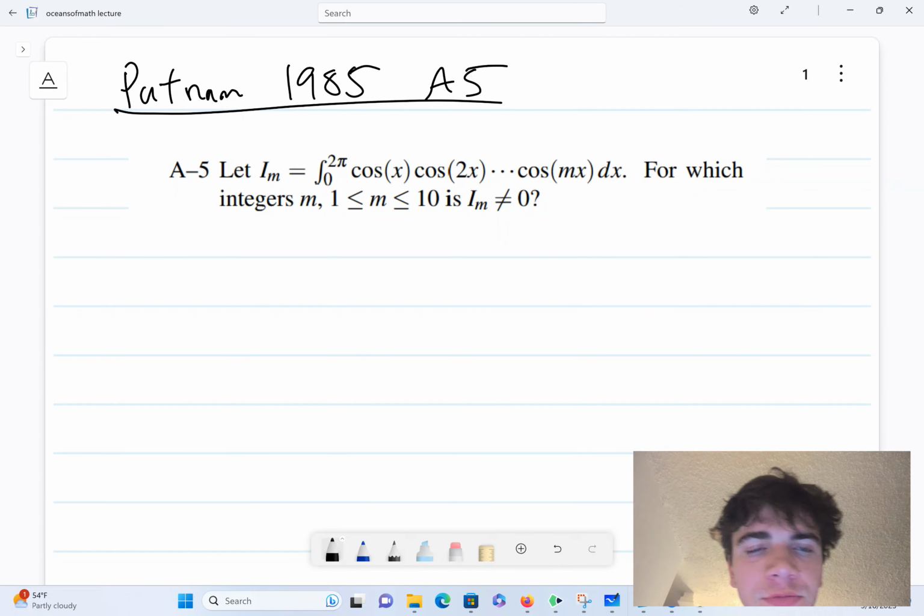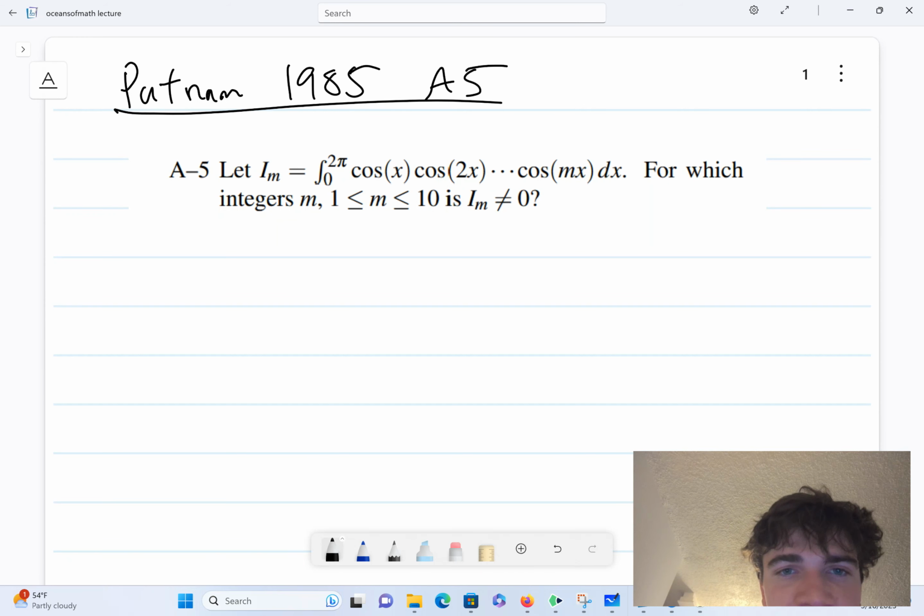Hello. Today we're going to be covering Putnam 1985, problem A5. So this problem is asking us, we have the integral of a product of these cosine waves of integer frequency 1 through m over the period 0 to 2 pi, for which integers m is this integral non-zero.